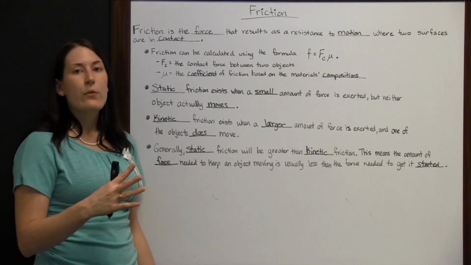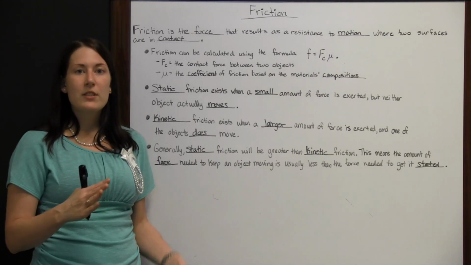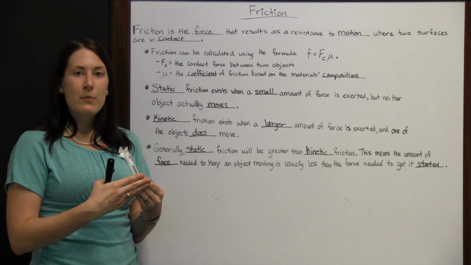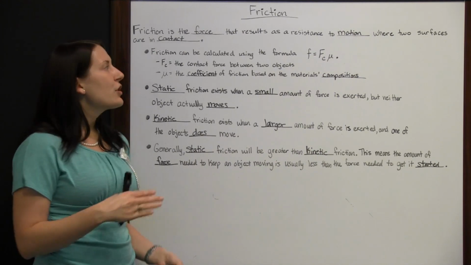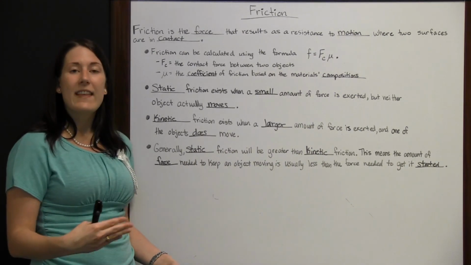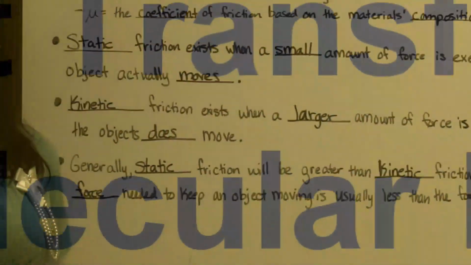So friction is just that force that exists between two objects that are touching whenever you try to move them. Any two objects that are touching, if you try to move them against each other, you will kind of feel that force, and that is known as friction.